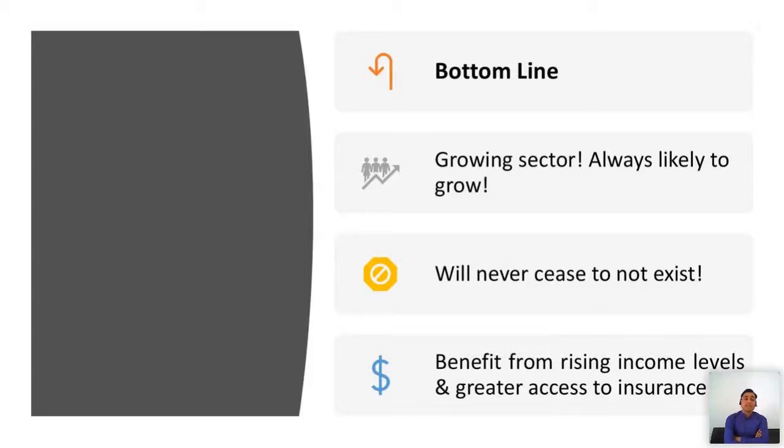And yes, it has gained a lot of benefit from rising income levels and greater access to insurance as well. If you consider a short example, how many of you are aware that in the past 20 years, 25 years, or 30 years, there was any provision or that much awareness about insurance or health insurance? I'm very sure you must say no.